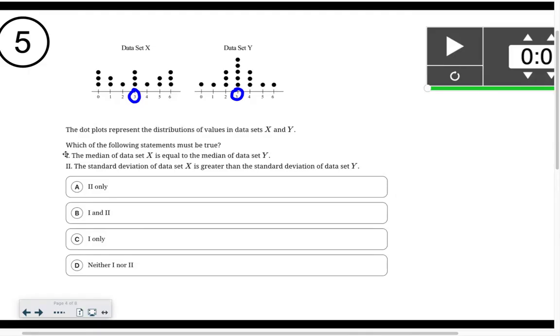So one is definitely true. You could figure it out by counting, but if it's symmetrical like this, the middle number is going to be the median. If this was skewed, then that would not be true. I know the median is the middle, but I mean the middle of the values at the bottom here.